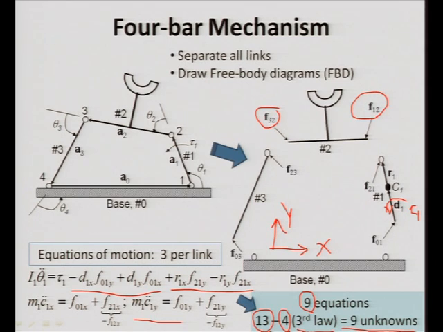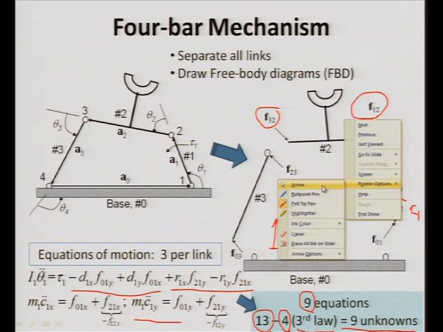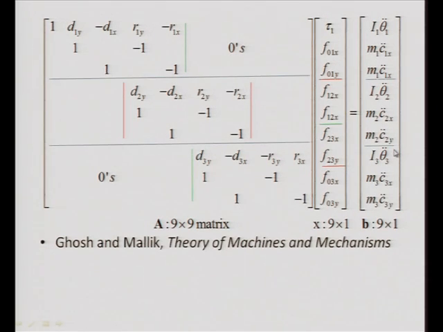So, this creates a determinate set of equations, which I can arrange in the following manner, which you will see in your book. Ghosh Mallik, for example, Theory of Machines and Mechanisms, which you might have studied. Now, this will create a 9 by 9 matrix. So, the first 3 correspond to the first link, the second 3 to the second link, and the last 3 to the third link, and corresponding unknowns are put in the columns.